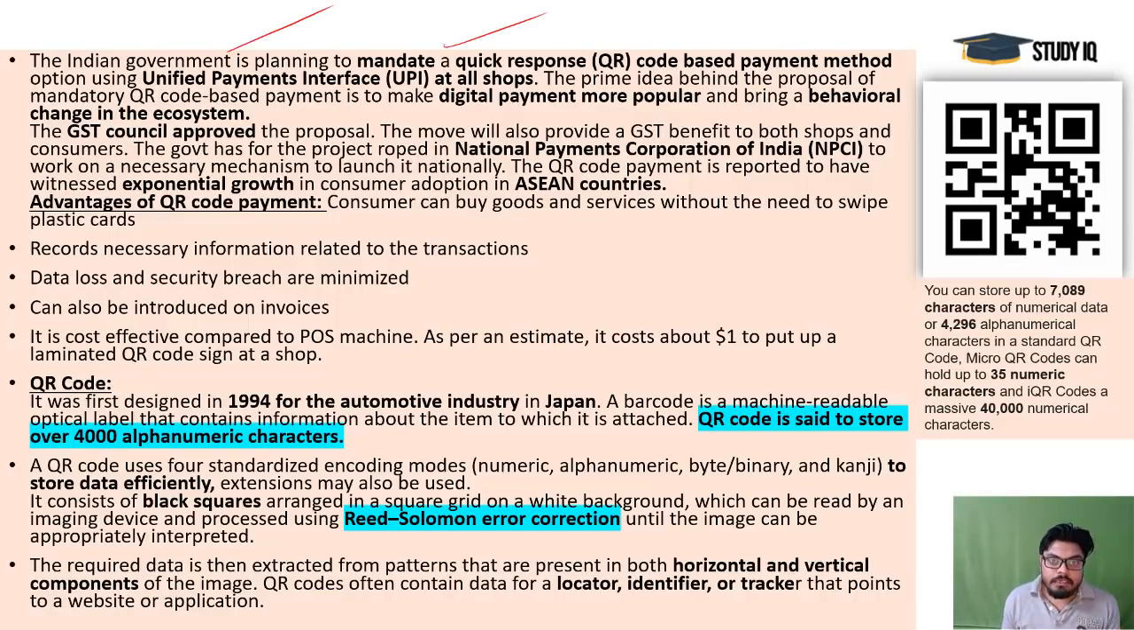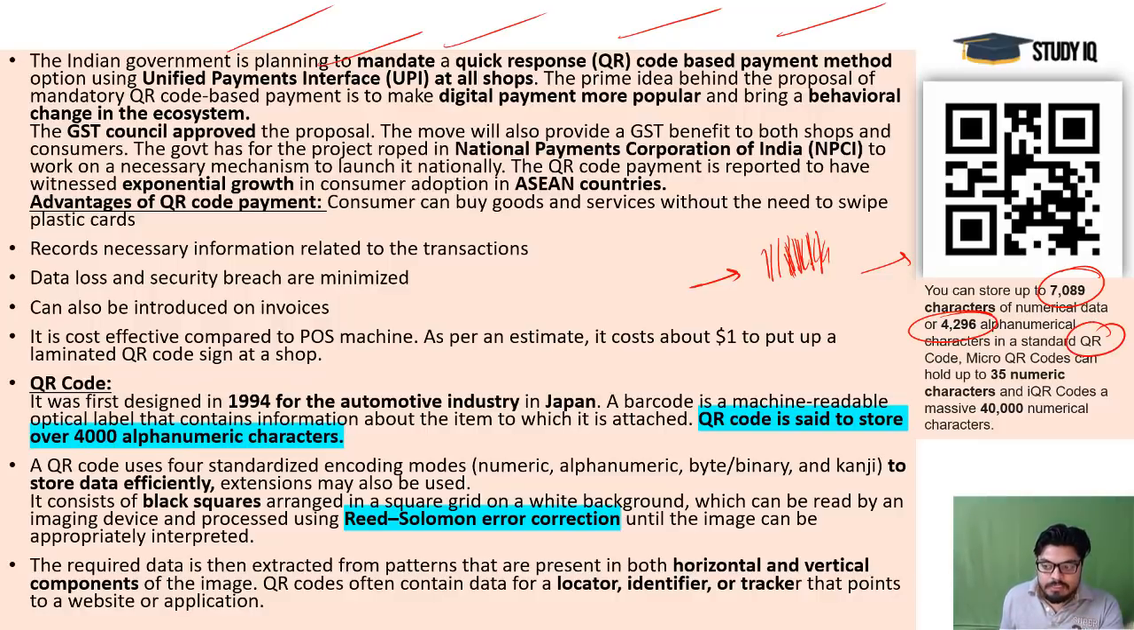Government is planning to mandate a quick response code based payment method option using UPI at all the shops. You see, already we are using Paytm and UPI payment systems where most of the time we scan the code, and that is the QR code. You must have seen the barcode system that has many lines like this. That can carry less numerical data, and here alphanumerical data can be stored, and it's way more than the barcode. Around 7,000 numerical characters or 4296 alphanumerical characters can be saved here.